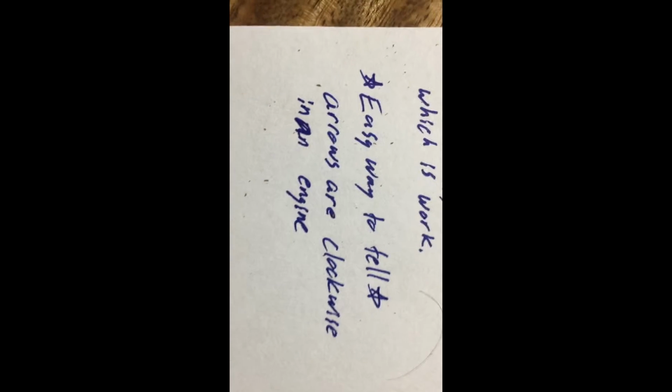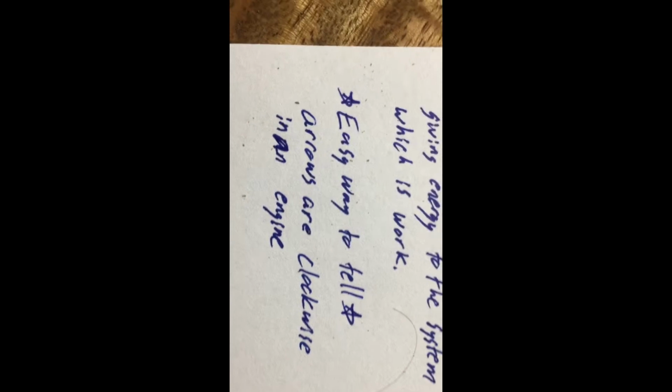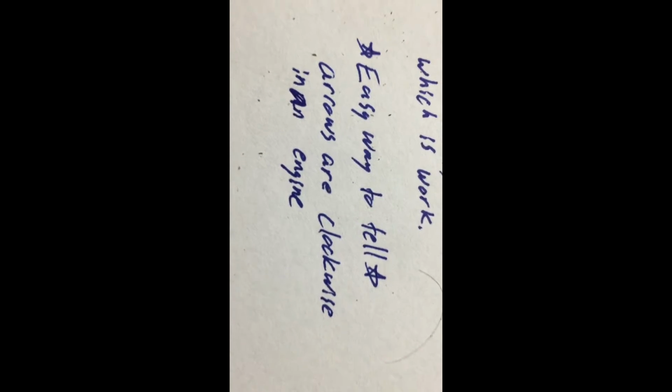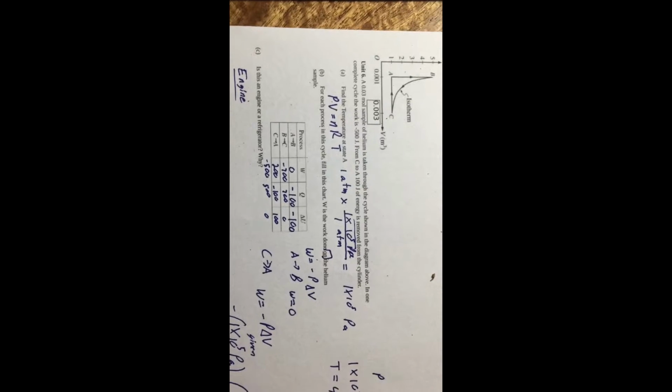So the easy way to tell, instead of thinking about all that, is just to realize that if the arrows are clockwise, it's going to be an engine. So this is all you need to know for the Unit 6 All or Nothing quiz. Good luck.